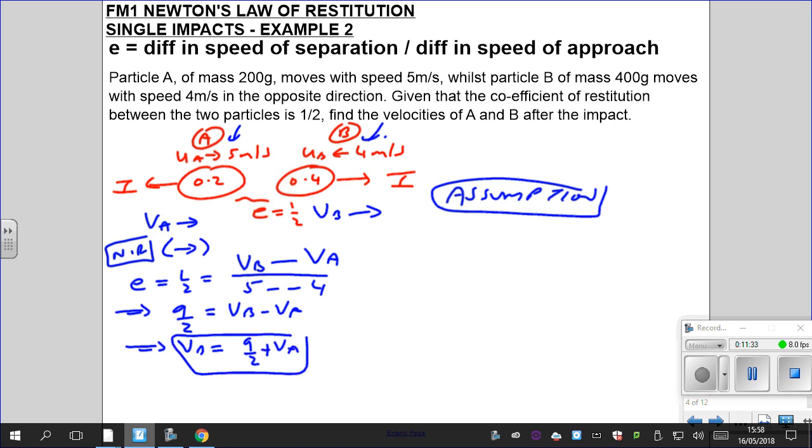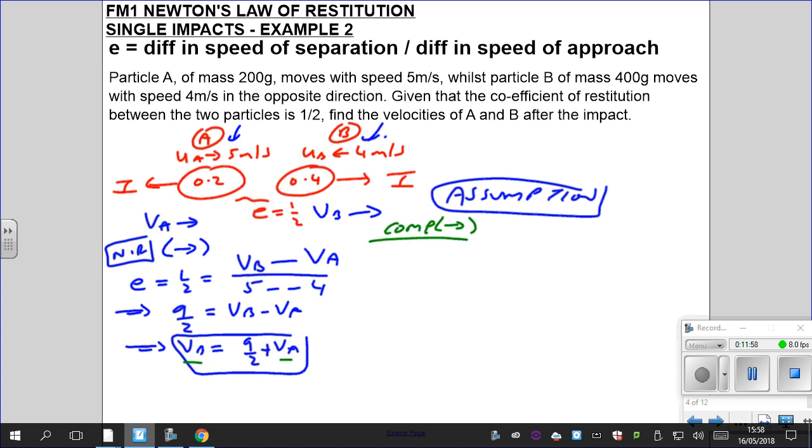So notice I've got an expression for VB. Could have made VA the subject, doesn't matter. I've got an expression for VB, but I've got two unknowns here. I've got VB and I've got VA, but I've only got one equation. Where do I get the other equation from? That's right. I can hear you screaming into your headset.